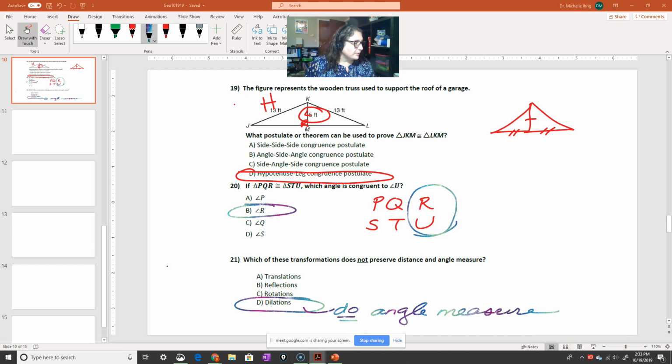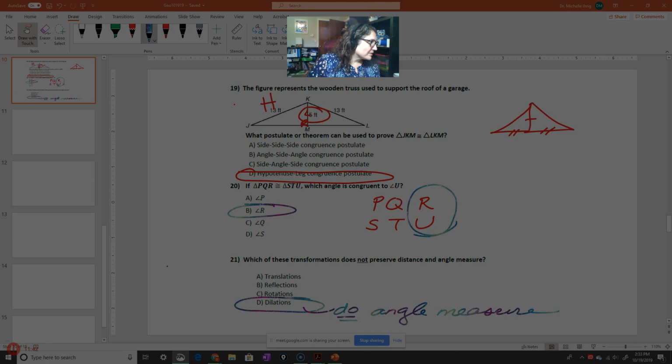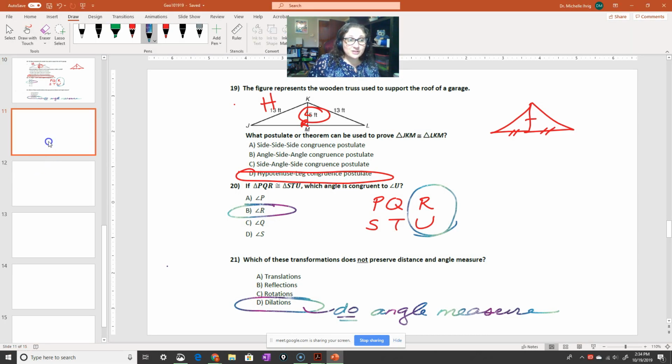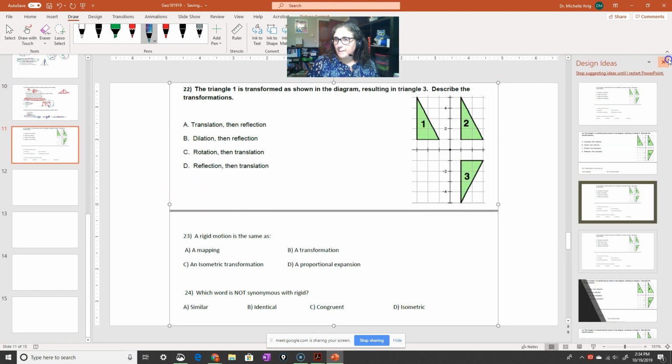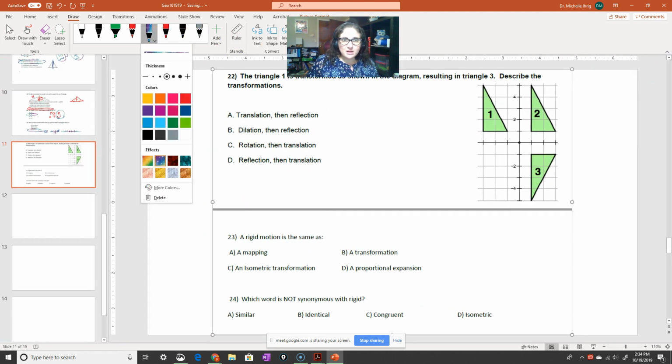Why do they have so many transformations? Jeez. For geometry, we might need to do another review or something because I don't think there's going to be this many transformations on your test. And this whole review sheet is pretty much transformations. Let's take a look. All right.